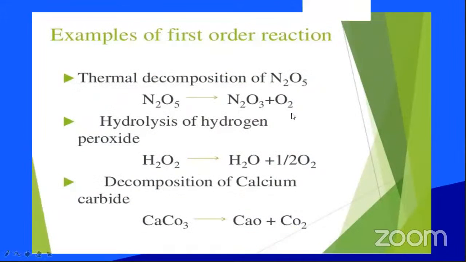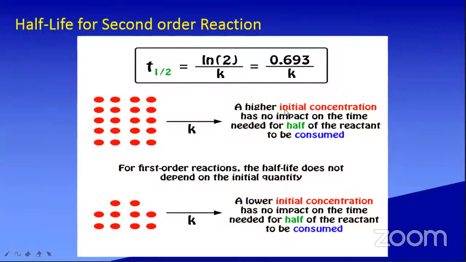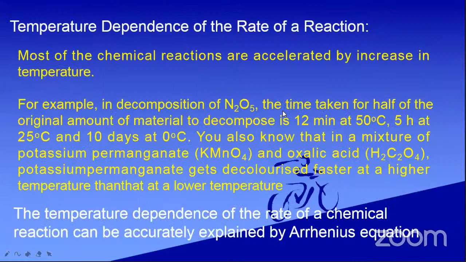N2O5 on decomposition forms N2O3 plus O2. See this: at 0 degree centigrade, it requires 10 days. Similarly, at 25 degree centigrade, 5 hours. At 50 degree centigrade, only 12 minutes for completion of N2O5 to N2O3 plus O2. That means by increasing the temperature, the rate of reaction increases. The time is reducing, which means the rate of reaction increases. So it is clear that the rate depends upon the temperature. This is one example.